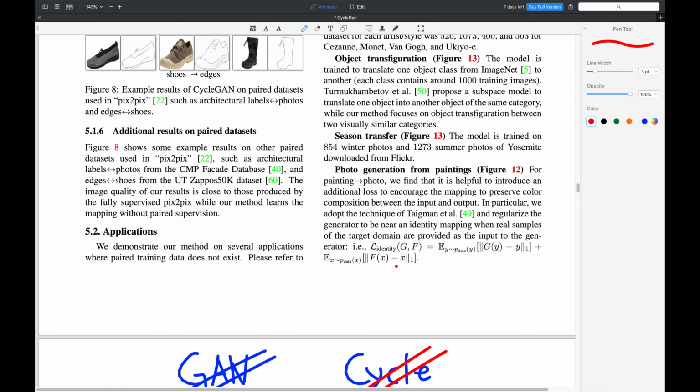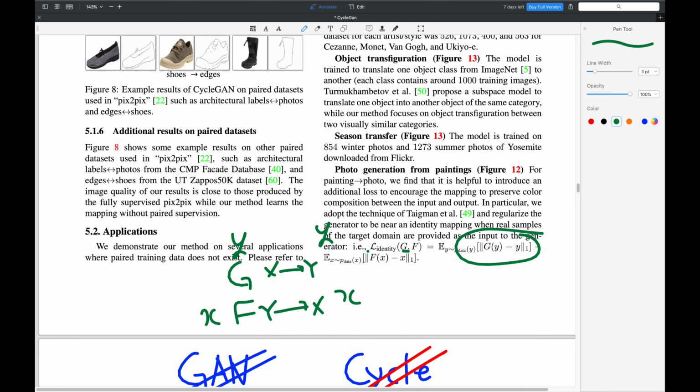So what this identity function does is, you have this G and F that each translates from X to Y and Y to X. But what the identity function does is, instead of putting X in the input of the G, it puts Y as the input of the G, and then X to the input of the F, and then minimizes the output to Y, and minimizes the output to X. So basically, this is telling that when the generator receives an input from the target domain, then it needs to be an identity mapping.